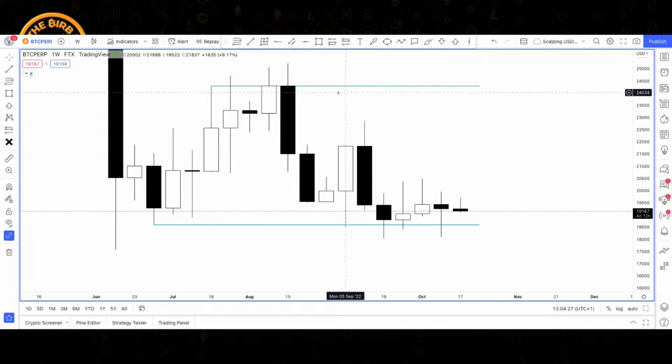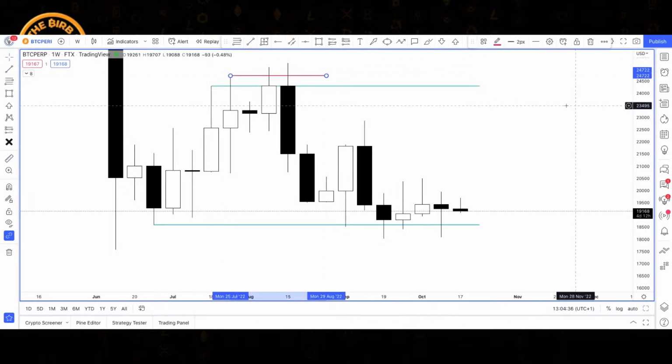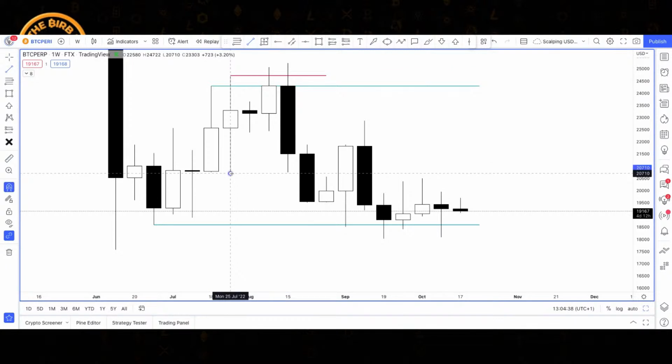Now, let's remember what we're talking about in terms of our patterns, right? What we've got here is an inside bar. I'm just going to make this red, keep it consistent. So this is our inside bar pattern. This big candle here is the mother bar.